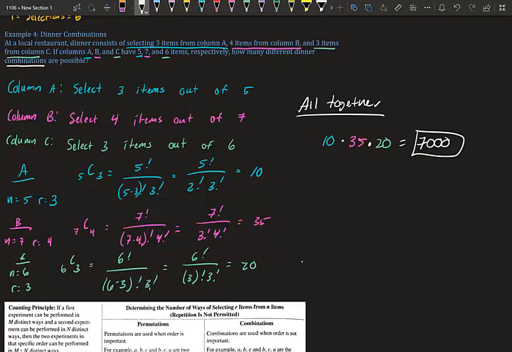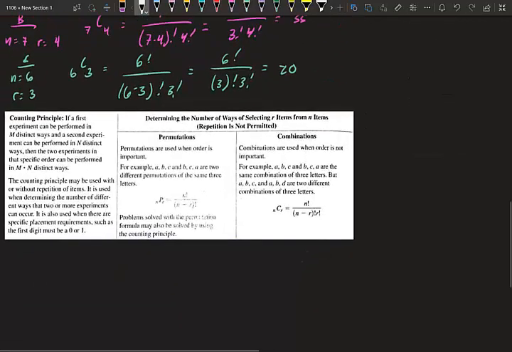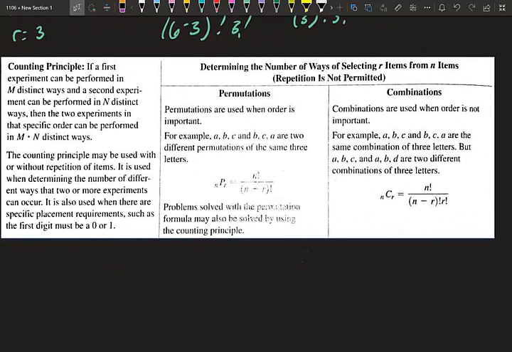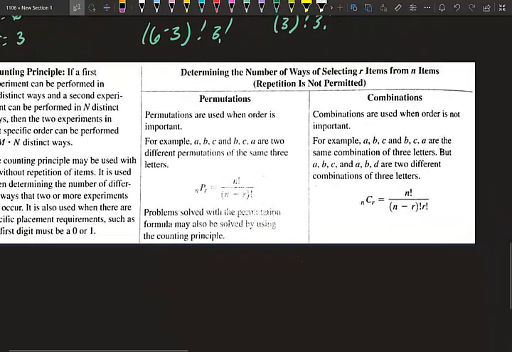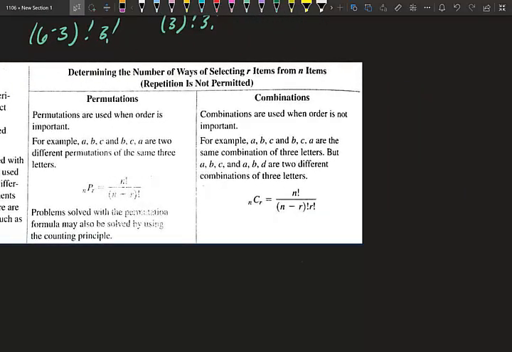We multiplied them together because at the end of chapter 11 and 11.5, we use multiplication when they're not talking about order here. I don't care about order at all, so that's why we multiply them together. Here is a nifty way to remember the difference between combination and permutation. The counting principle, that's what we just did right here. The difference between permutations and combinations: permutations are used when order is important. Combinations are used when order is not important. That's literally the difference between the two.